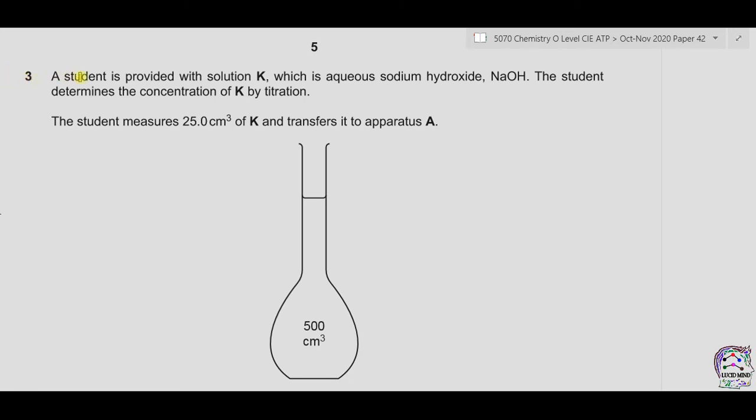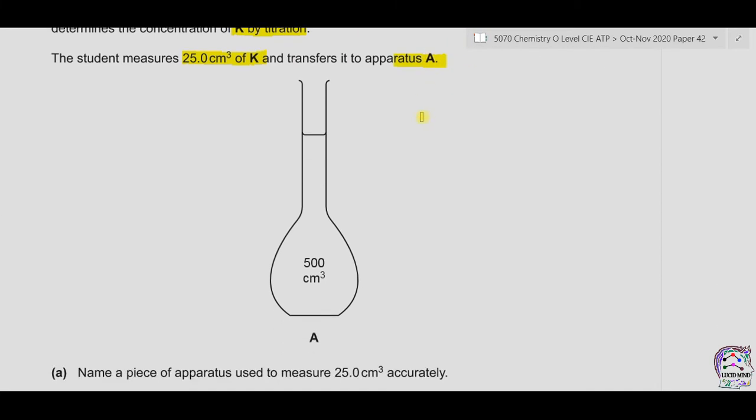Question number 3. A student is provided with a solution K, which is aqueous sodium hydroxide. The student determines the concentration of K by titration. The student measures 25 cm³ of K and transfers it to apparatus A. This is the apparatus A. So in A we have aqueous sodium hydroxide.